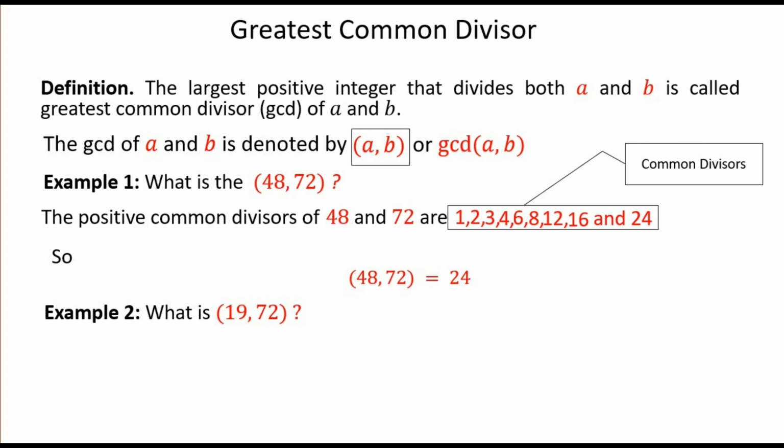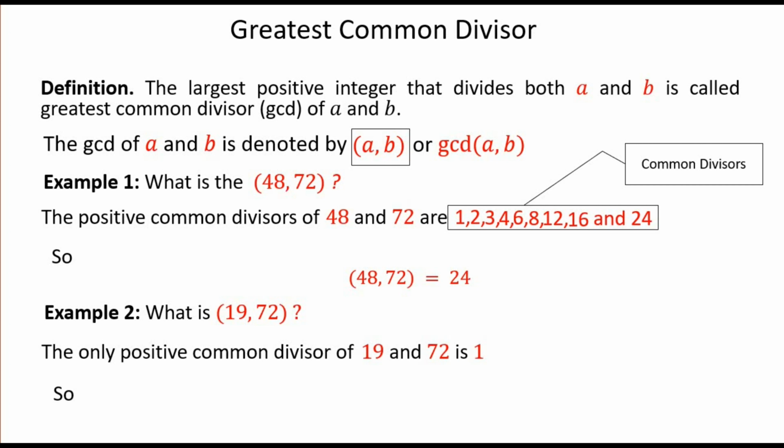In the second example, we have to compute the GCD of 19 and 72. Since there are only two positive divisors of 19, that are 1 and 19, and 19 does not divide 72, therefore the GCD of 19 and 72 is equal to 1. The question is how to compute the GCD of any two given integers.